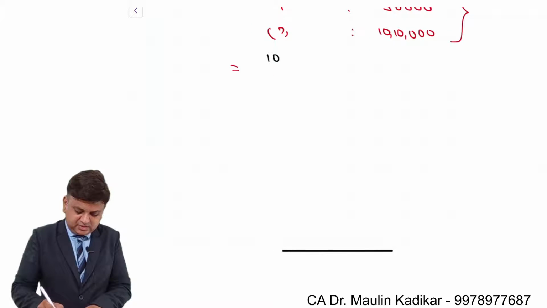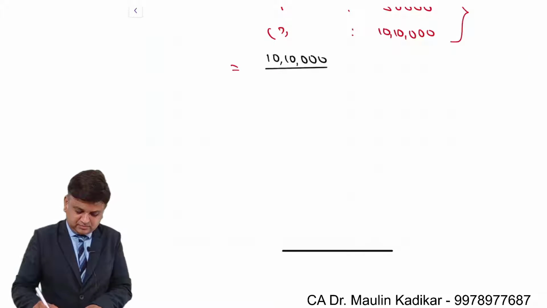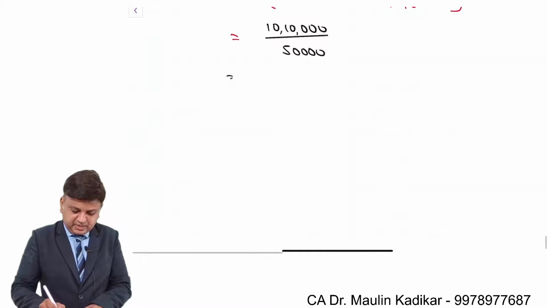So 10,10,000 into 1, that does not make sense, divided by 50,000. That comes to 20.20 contracts. Full stop.